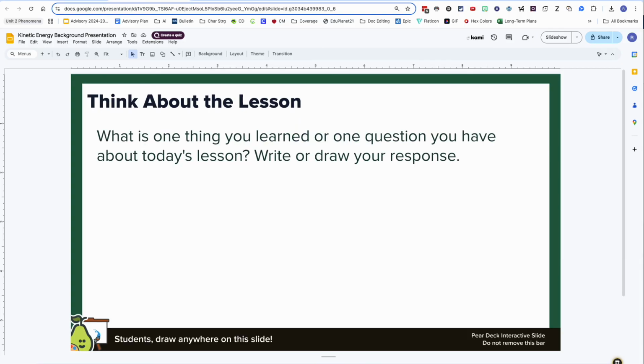Think about the lesson. What is one thing you learned or one question you have about today's lesson? Write or draw your response in the space below.